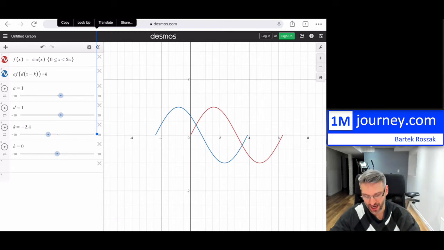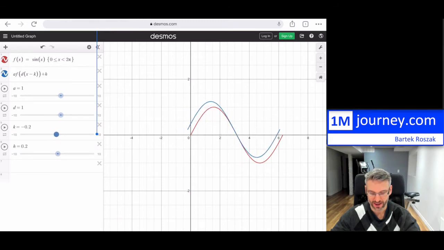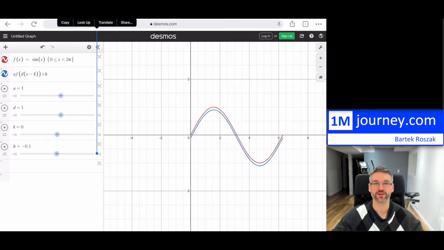That's your k. Now your h is basically going to translate it up or down. Here, notice this is exactly what we see. It's going to be translating it up or down. If I bring this back to 0, and then start making it larger, it goes up or it goes down. And that's exactly what happens here.